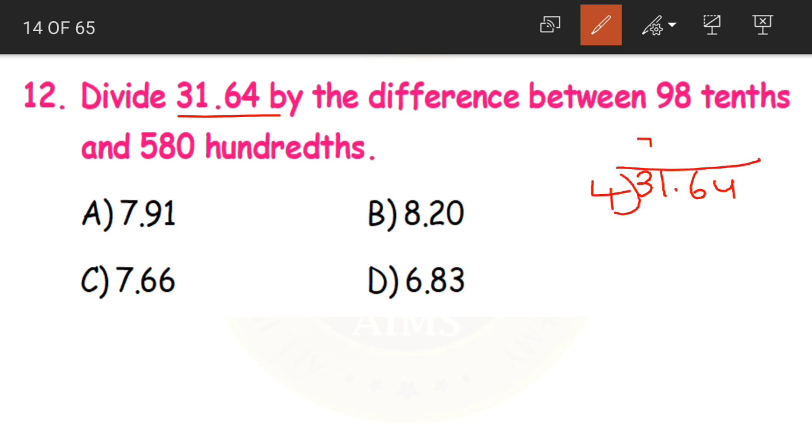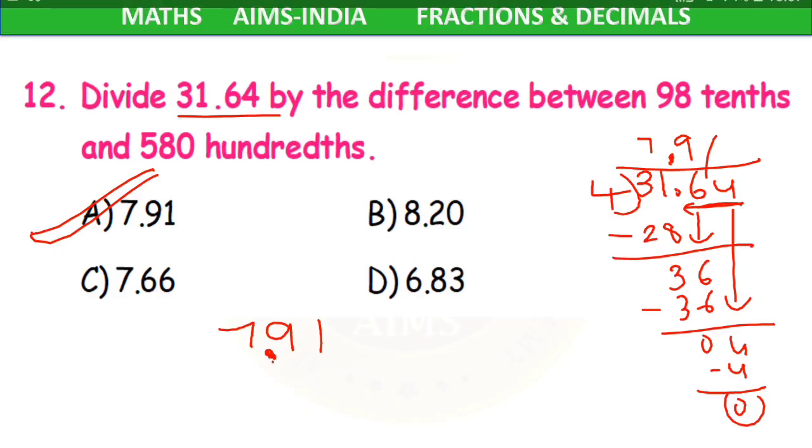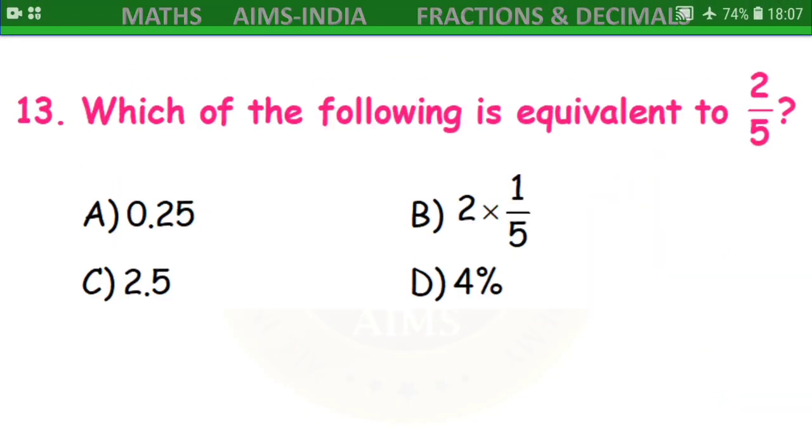We have 4 7s are 28. When we subtract 3 is remaining, 6 brought down, 4 9s are 36. 0, then 4 brought down, 4 1s are 4. Now where to place the decimal point, children? In the dividend, we are having a decimal point after 2 digits from the right. So even in the quotient, we'll place a decimal point after 2 digits from the right. 791 was our answer and we have placed the decimal point here. So option A, 7.91 becomes our correct answer.